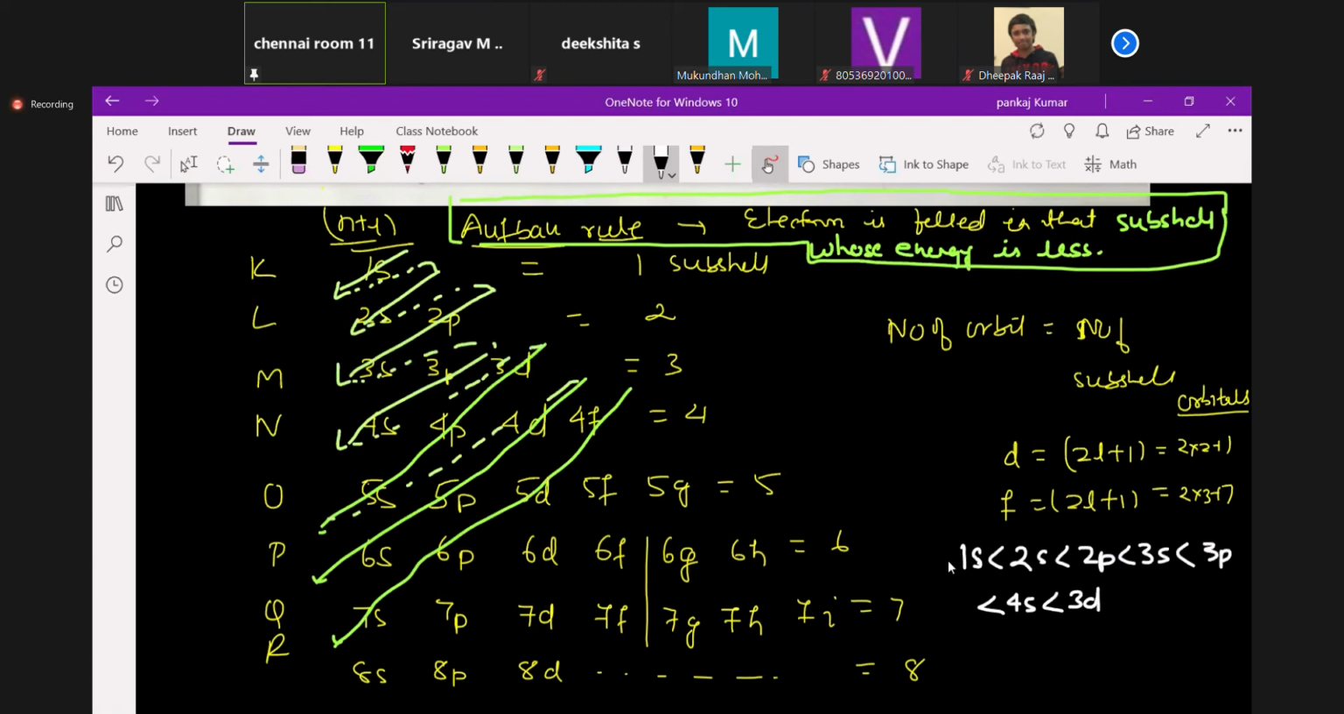After 3d, what is next? 4p. After 4p, what is next? It is 5s. They are not filling 4d; it's 5s only, okay. After 5s, what is next? 4d. Can you see? After 4d, what is next? 5p, yes. Then after that, next is 6s. And then after that is 4f.